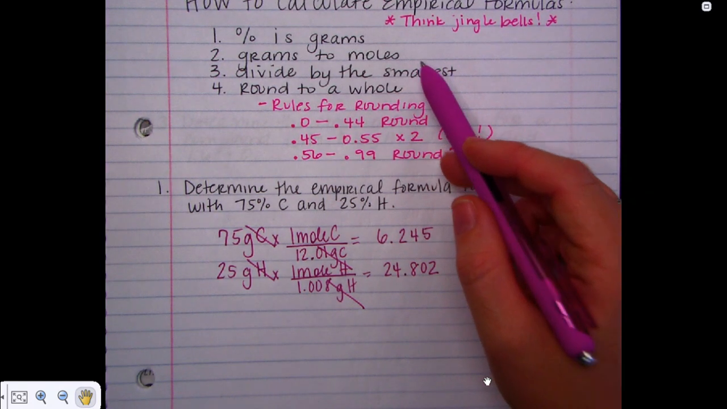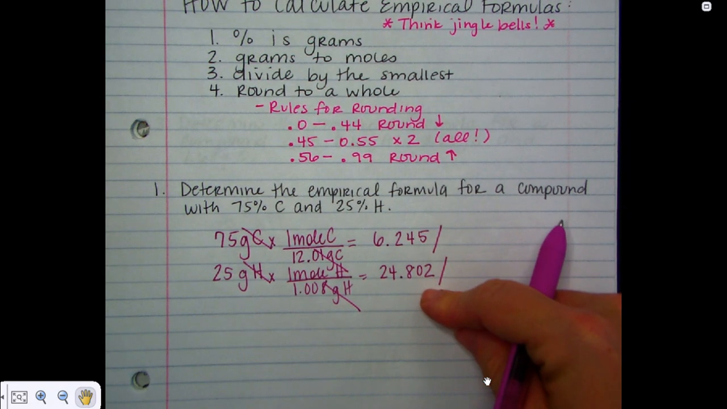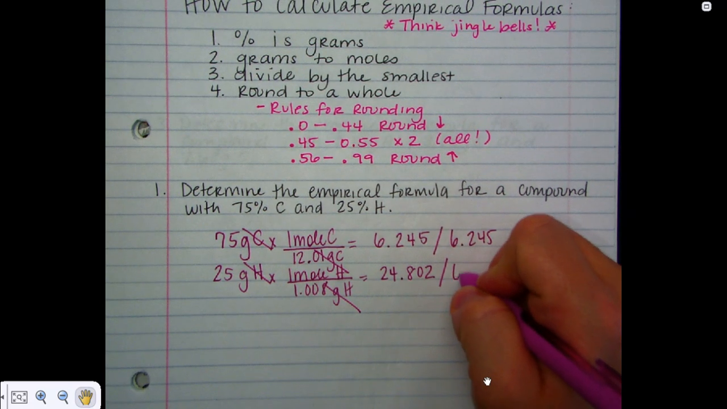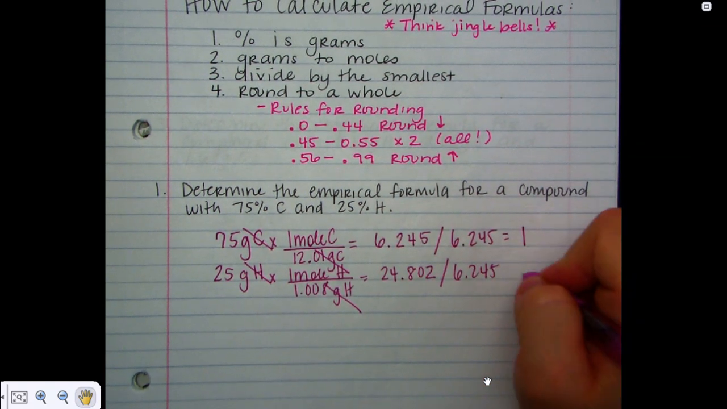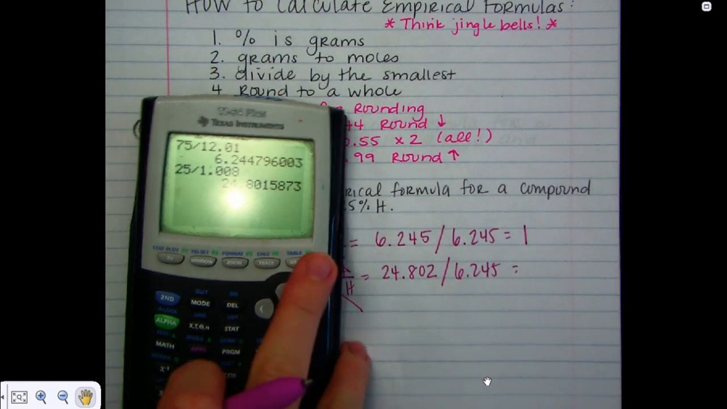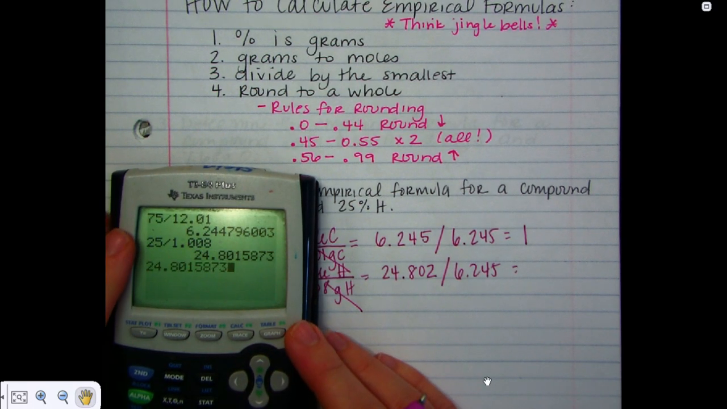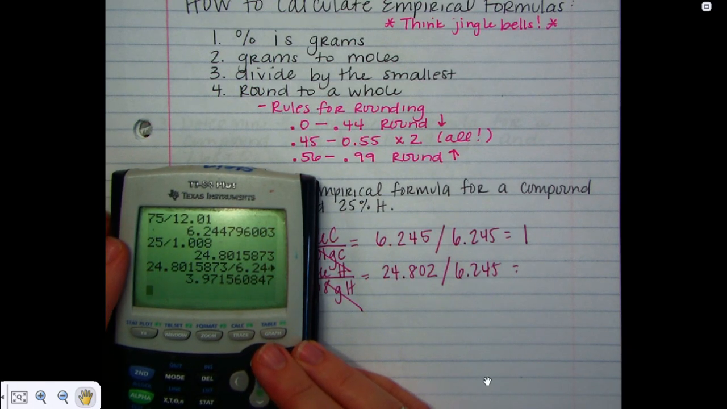Now you're on your way. Divide by the smallest. So you look at these two numbers. Which one is smaller? Obviously, it's the top one, 6.245. Divide by the small. So this is obviously going to be 1. And then 24 divided by 6, we're probably looking in the neighborhood of 4. So let's see. I'm going to select this one. My answer here, divide by this guy.